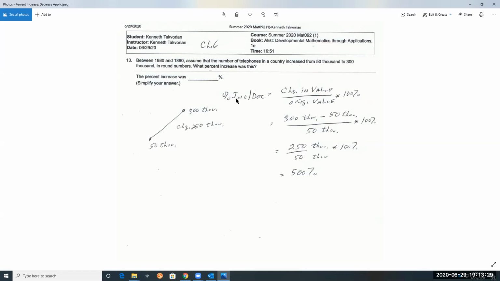phones. When we're figuring out the percent increase or decrease, it's the change in the value over the original, not the final value over the original, as a number of students do. So the change in value is 300,000 minus 50,000. The original value is 50,000. That gives us a calculation of 250 over 50. Converting that to a percent, that's 500%.